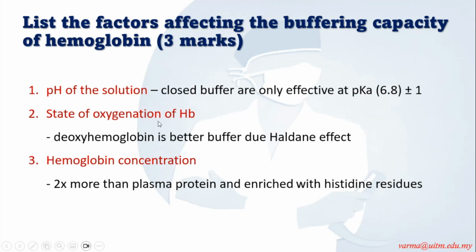In the state of oxygenation, deoxyhemoglobin is a better buffer due to the Haldane effect. You just have to mention this keyword, that is more than enough. Hemoglobin concentration is 2 times more than plasma protein. The hemoglobin concentration in your body is double the concentration of plasma protein, and each hemoglobin has this imidazole group with histidine amino acid residues, which gives the pKa of 6.8. So all these are the factors that affect the buffering capacity of hemoglobin.